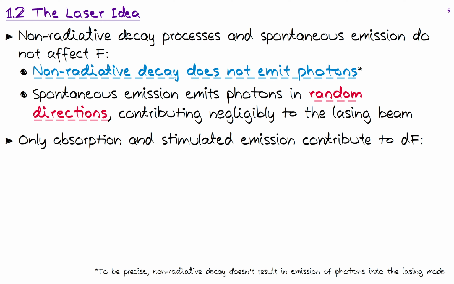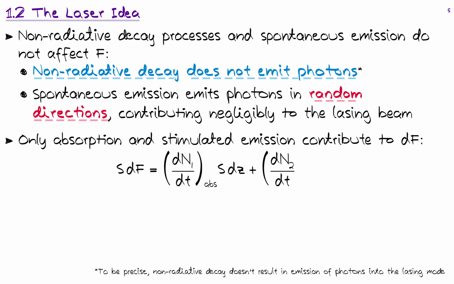So we can write that S, the cross-section of the beam, times dF equals the time derivative of the ground state population N1, that's the absorption process, times S times ds, the differential thickness of our gain medium upon which the beam is propagating. Then we have another contribution to the changing flux due to stimulated emission, which is the time derivative of the excited state population N2 with respect to time, times the beam cross-section S times the differential length scale ds.